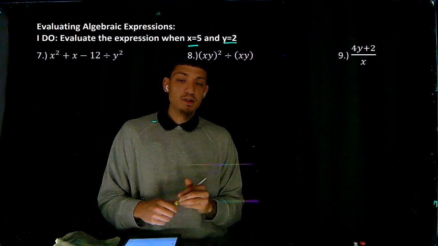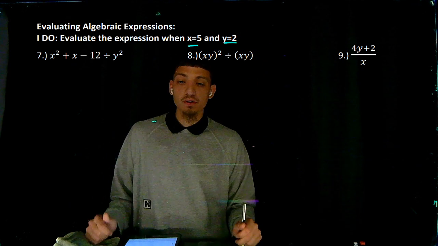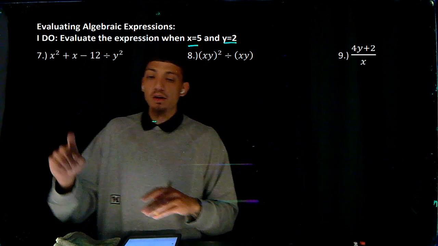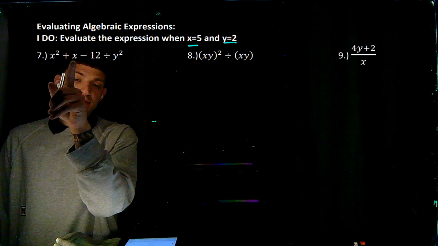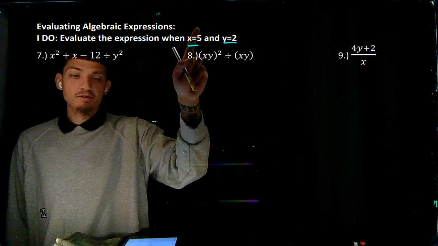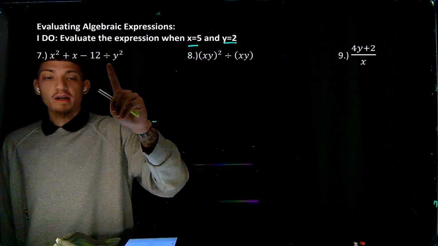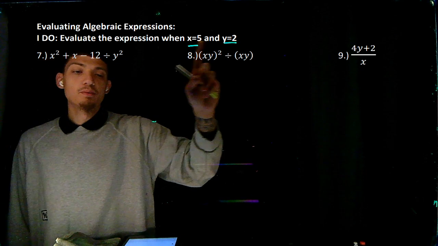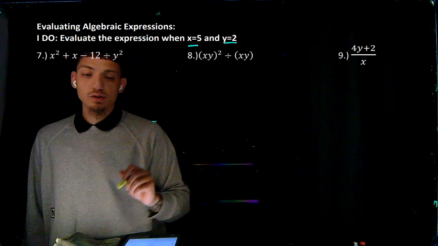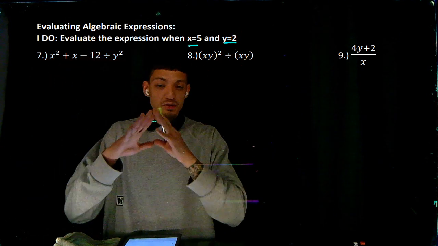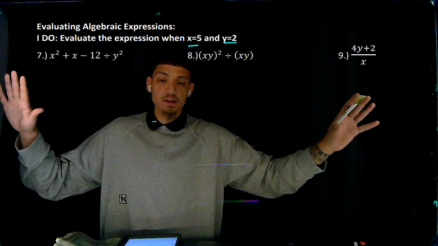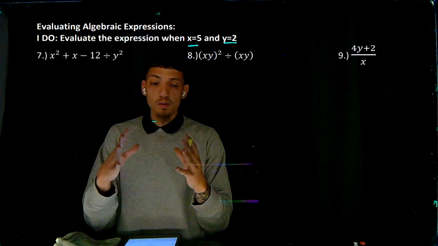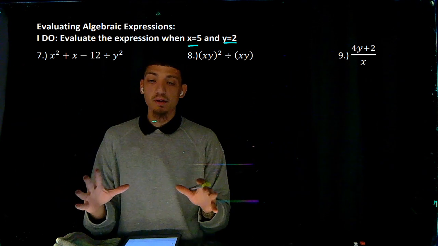Since we know specifically what those two variables are equal to, that means we can replace each x in the problem with a 5 because x is equal to 5, and then we can replace every y in the problem with 2 because y is equal to 2. And when you plug in, this is super important. I cannot stress this enough. Always, always, always use parentheses when you plug in.